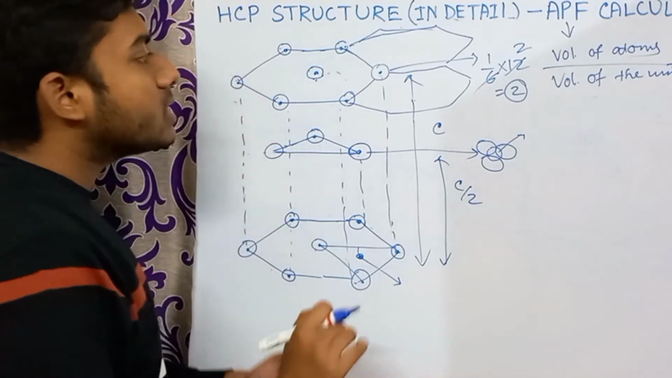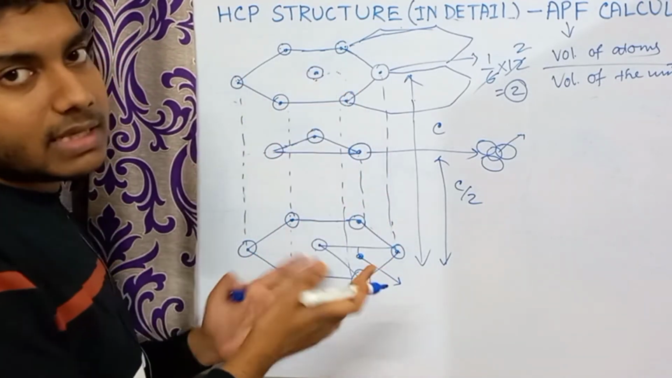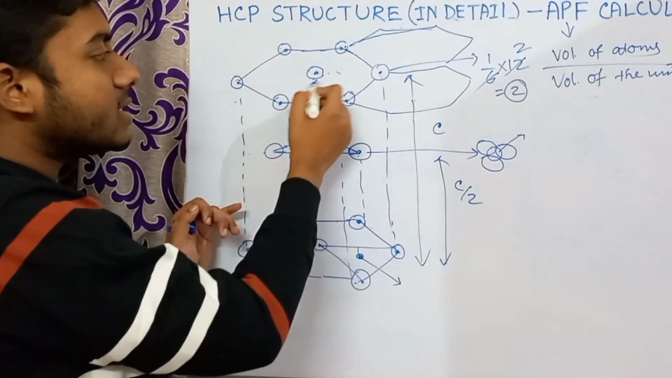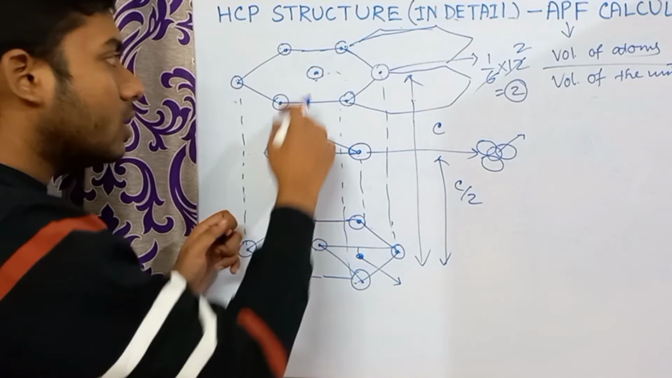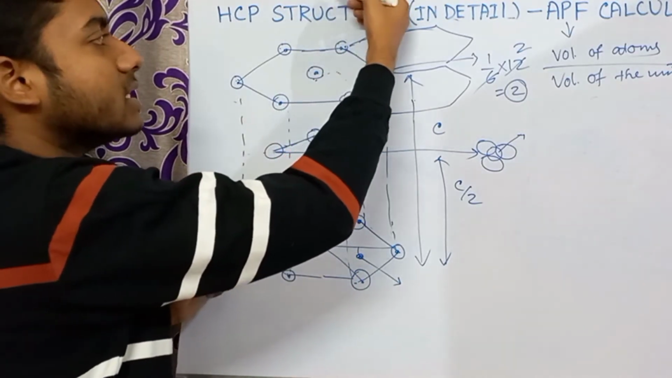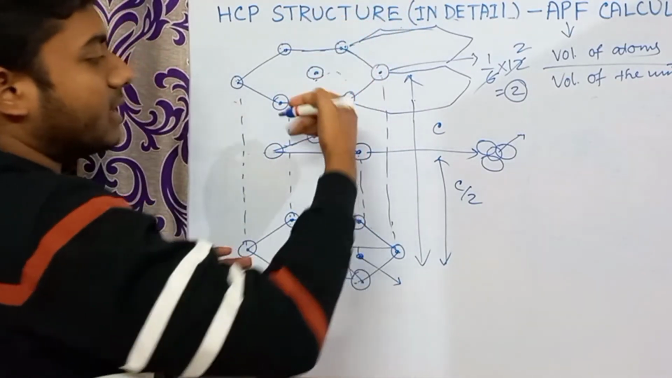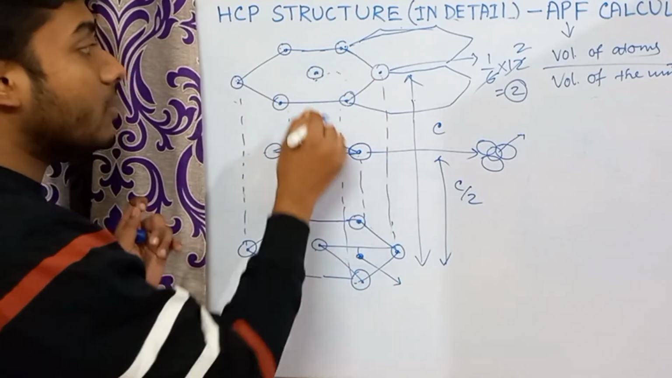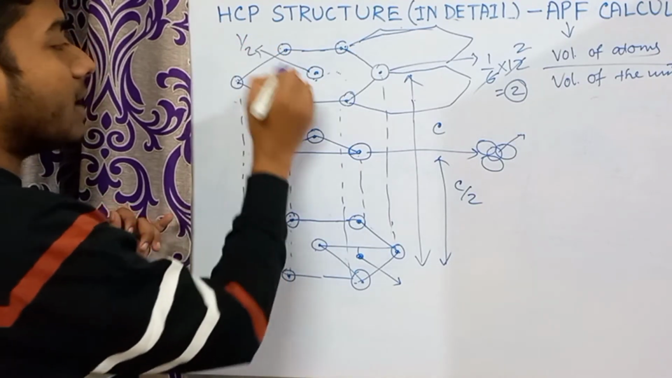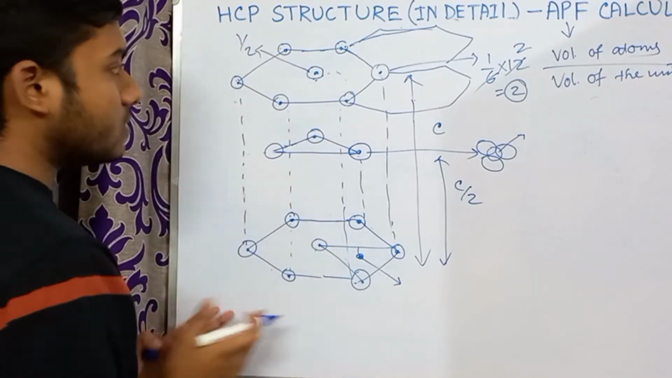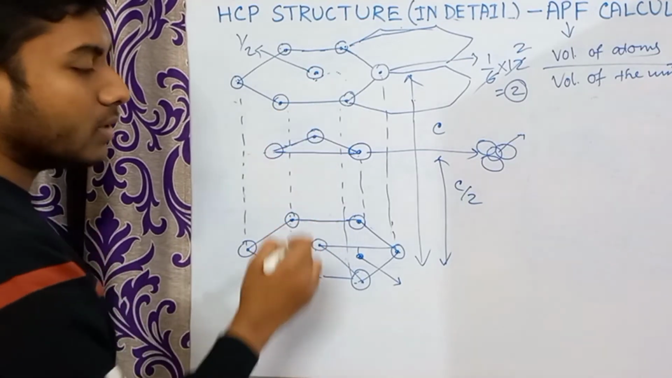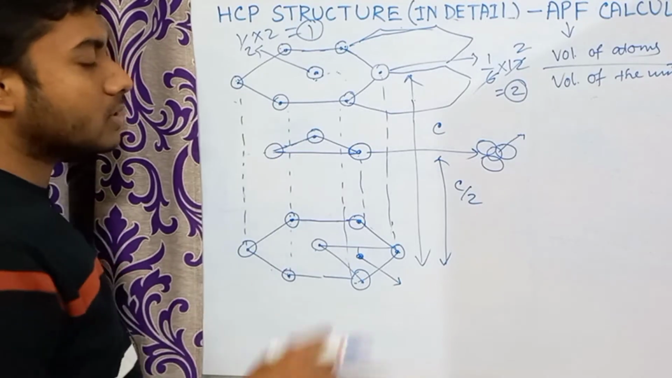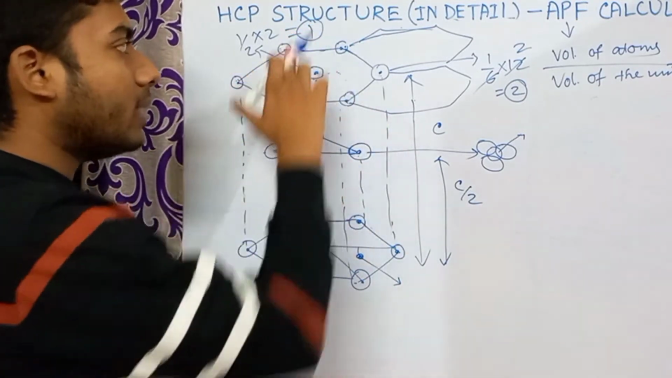Okay. Now similarly for this atom, you can easily understand that if we put one unit cell above the plane, then this is completely covered. So one unit cell is above the plane and one unit cell is below the plane. So the contribution of this atom for each unit cell will be what? Half. And the number of atoms of this type is 2 in a unit cell, so this will be multiplied with 2. So the contribution for this type of atoms is 1.